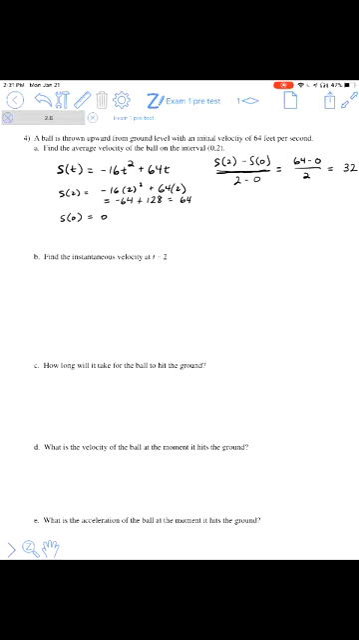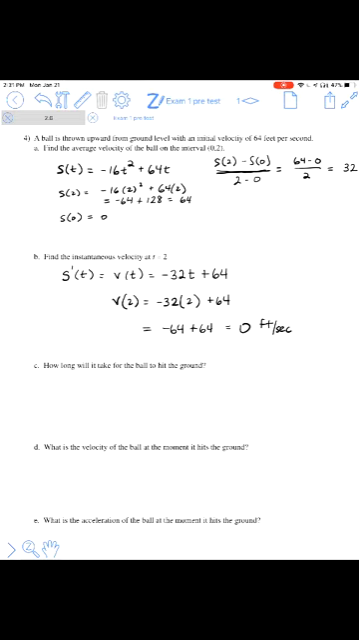Instantaneous velocity comes from the derivative of position, so the derivative of position is equal to velocity, so in this case it's going to be negative 32t plus 64. I'm just taking the derivative there of that position function. So now we just need the velocity at 2 seconds. So the velocity is 0 feet per second.